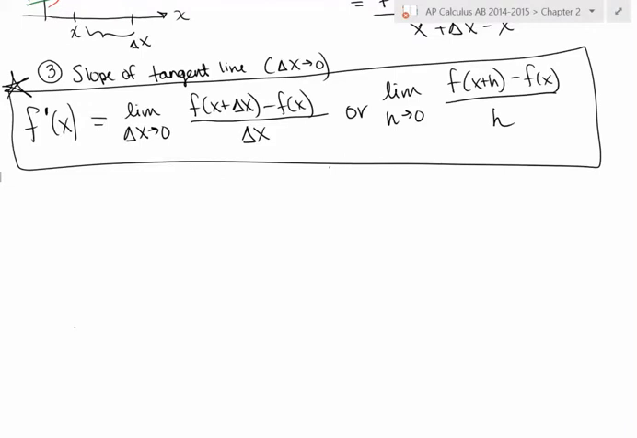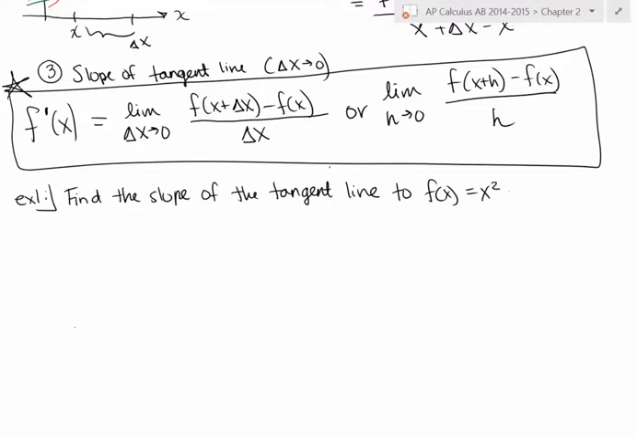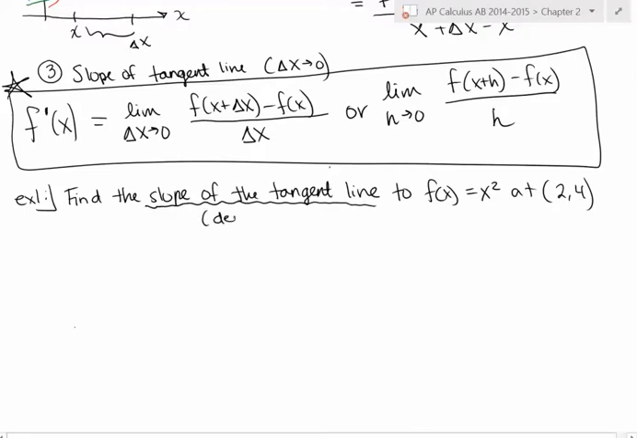Alright, so let's look at an example together. I'm going to ask you to find the slope of the tangent line to the function f of x equals x squared at the point 2, 4. Okay, so we know when it says slope of a tangent line, that's going to mean our derivative.